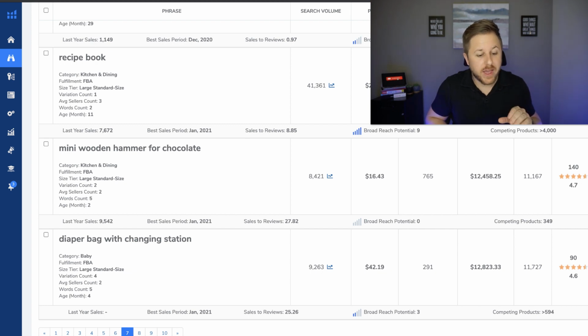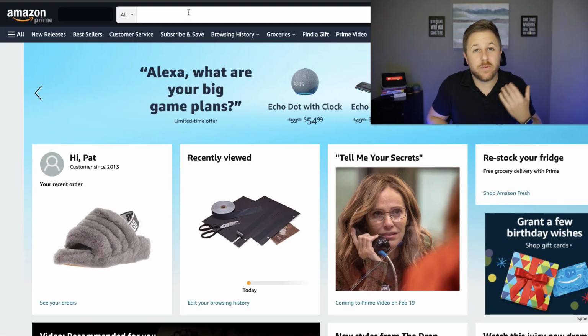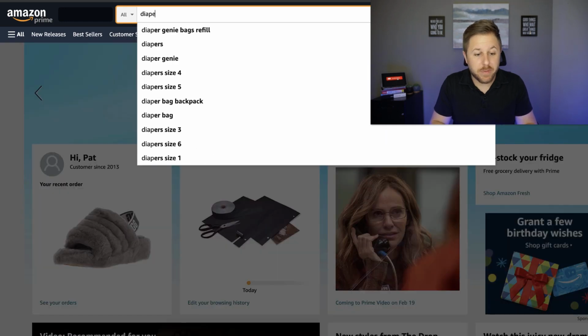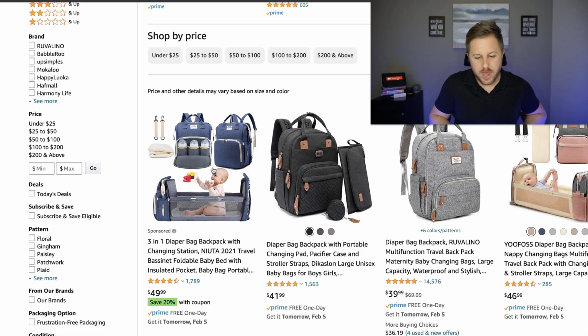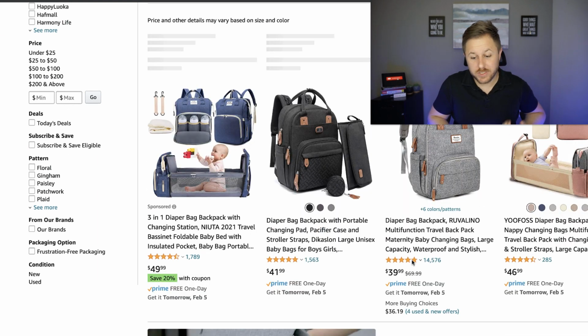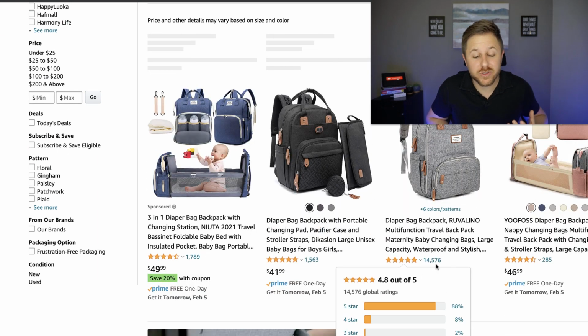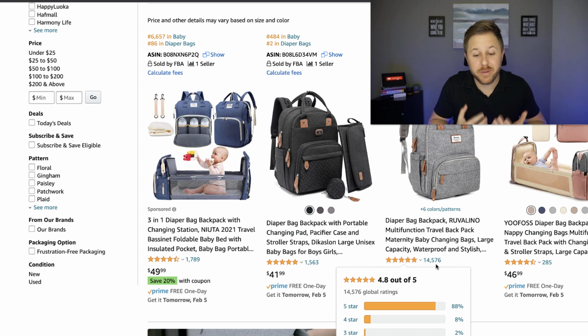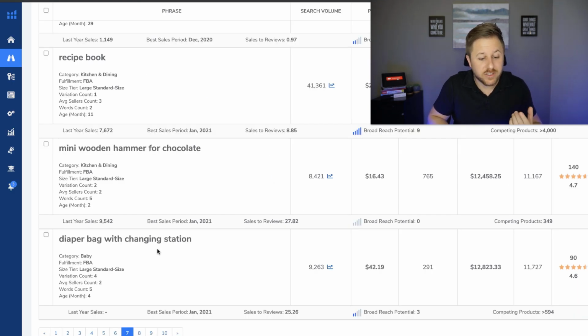It's a diaper bag with changing station. Now, if we go on Amazon and just type in diaper bag, it is probably very competitive, so I'm going to pull it up right here. And yeah, so a lot of these sellers, this one has over 14,000 reviews. So diaper bags, you would not want to compete in this market, but this is a diaper bag with changing station. Over 9,000 people are searching this long tail keyword. That means there's more than a couple keywords in the phrase.